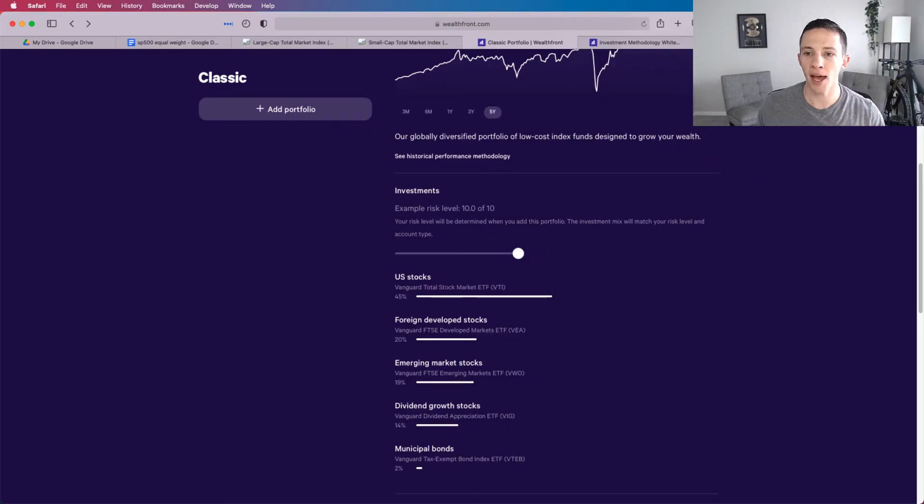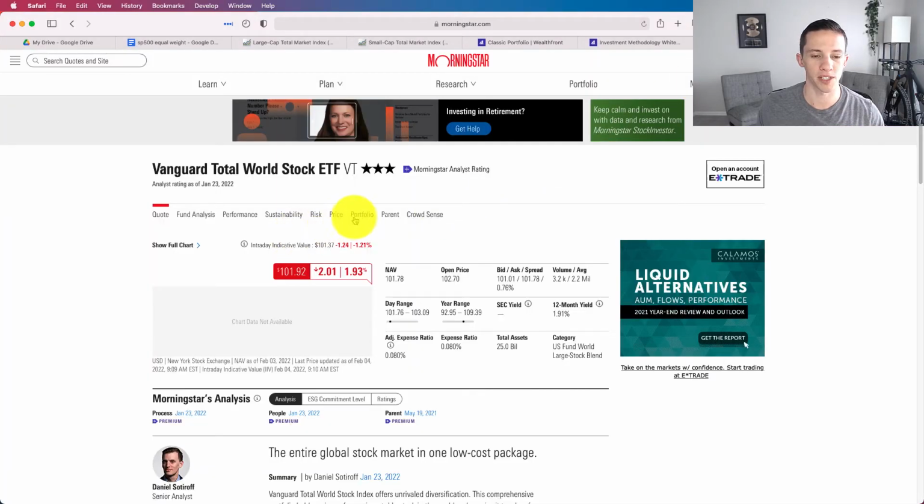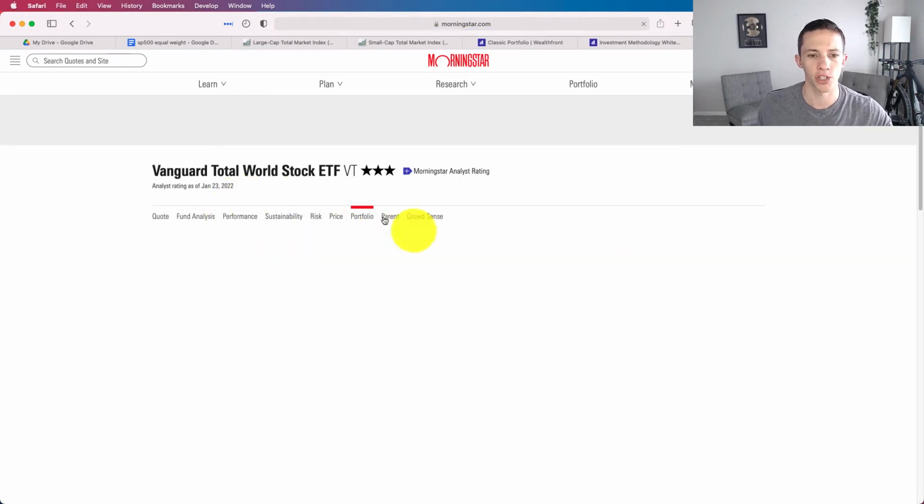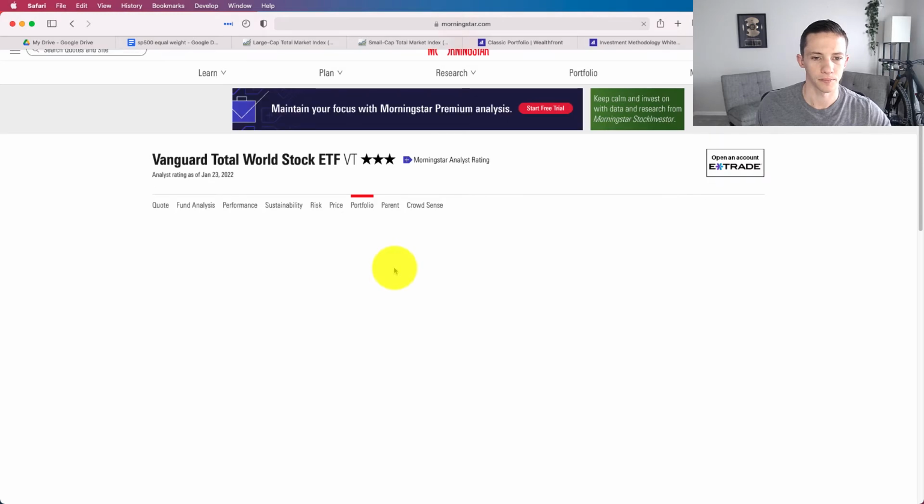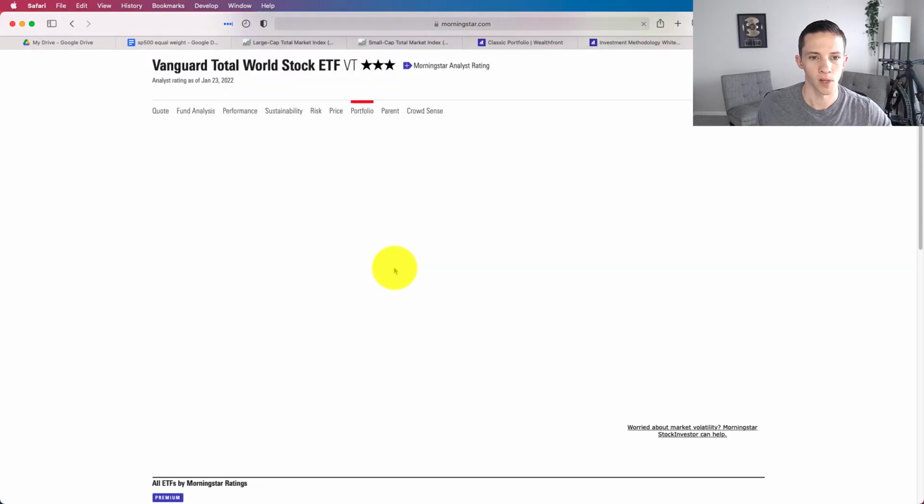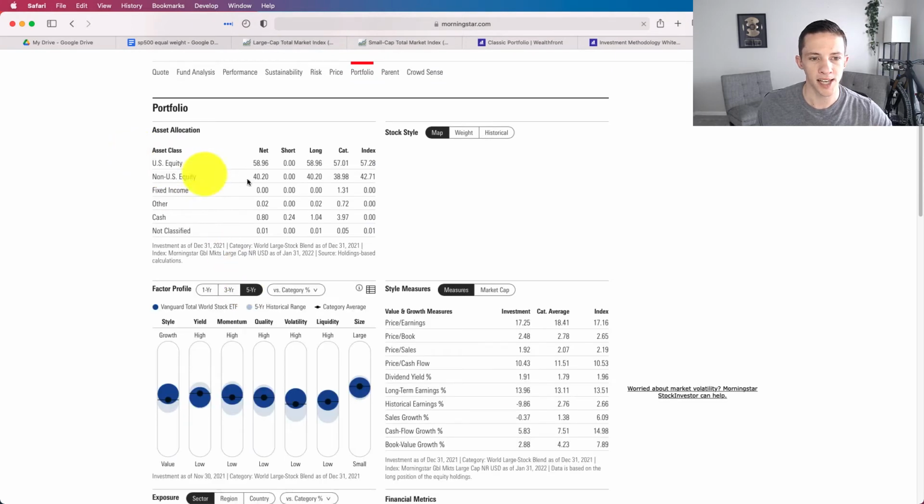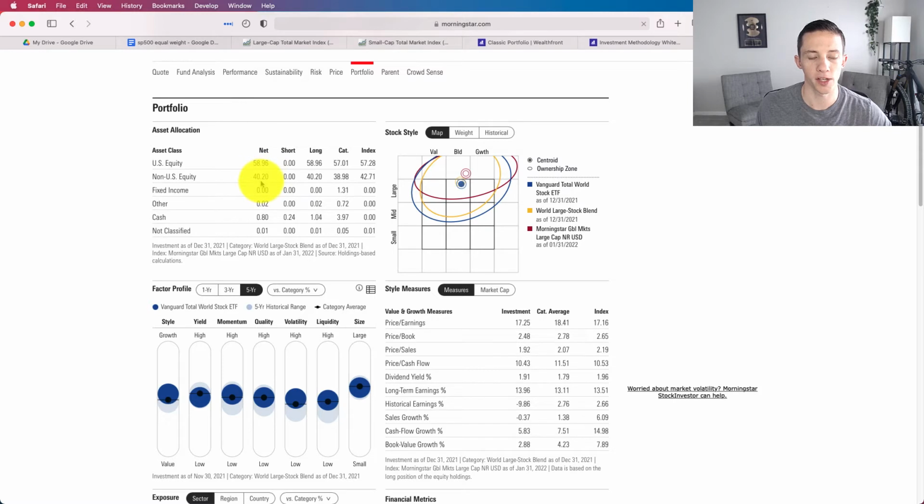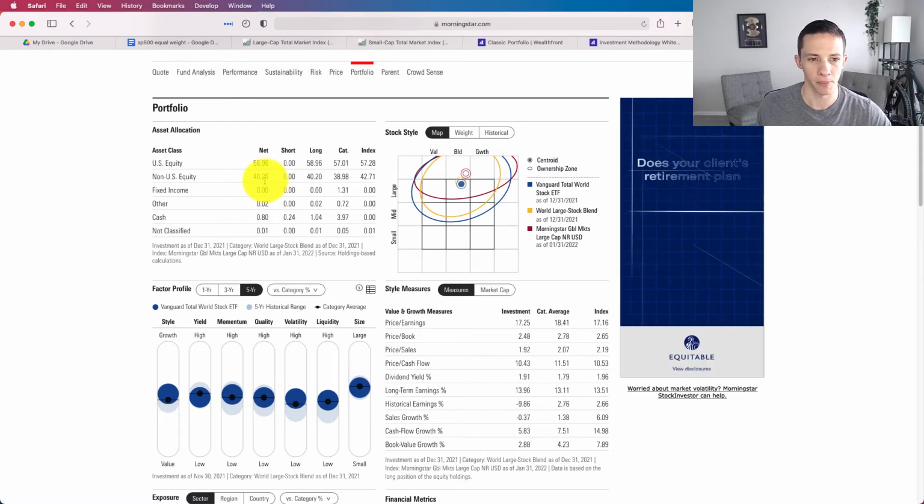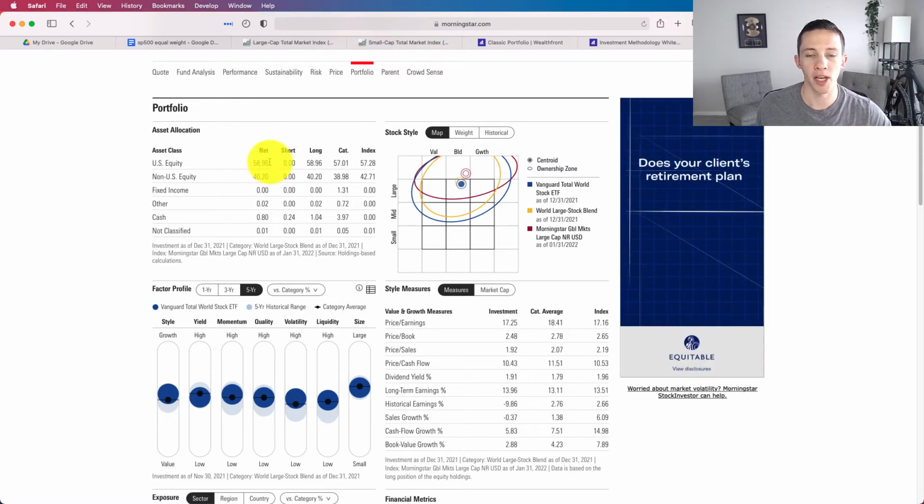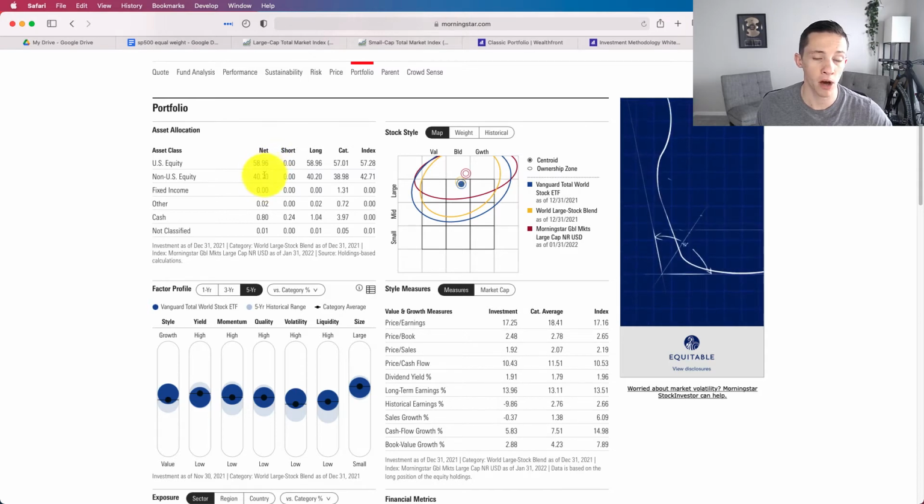Now, if we look at VT and the portfolio composition of VT, Vanguard's Total World Stock ETF, what we'll see when it loads is that it's allocating 58.96% to US equity, 40.2% to non-US equity. And this is simply based on the market cap split of US equity and non-US equity.